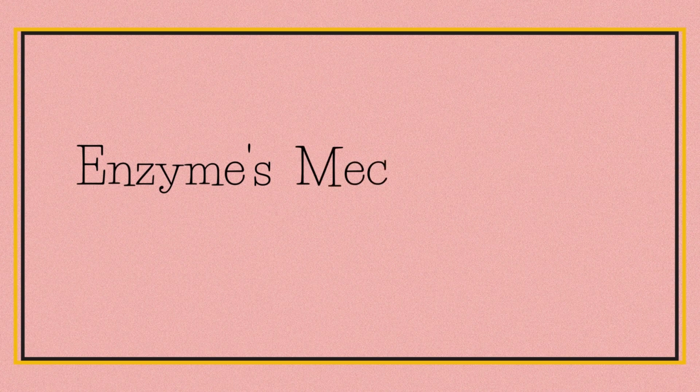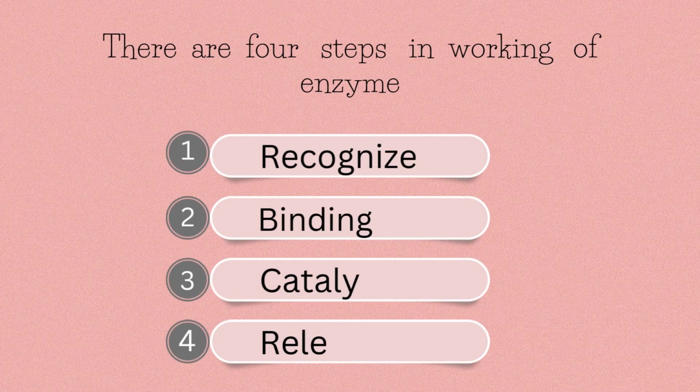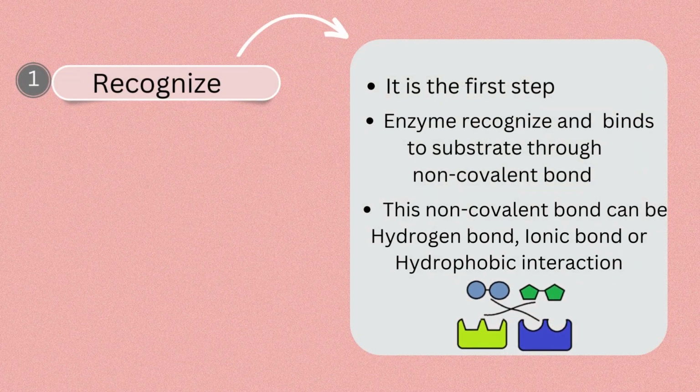In this video, we will learn about enzymes' mechanism of action. There are four main steps in the working of enzymes. These four steps are recognition, binding, catalysis, and release. In the first step of recognition, enzymes recognize and bind to substrate through non-covalent bonds.